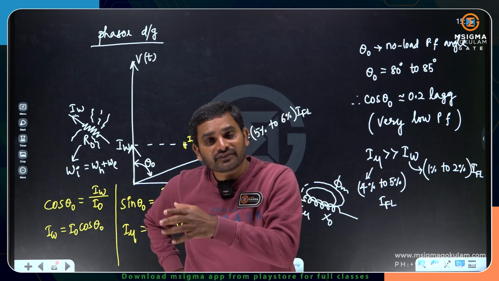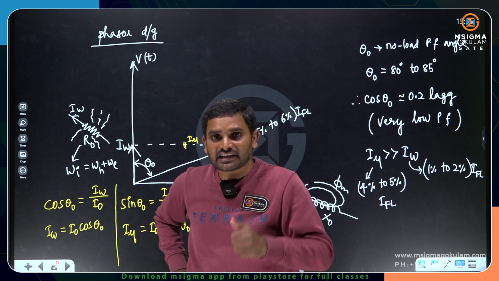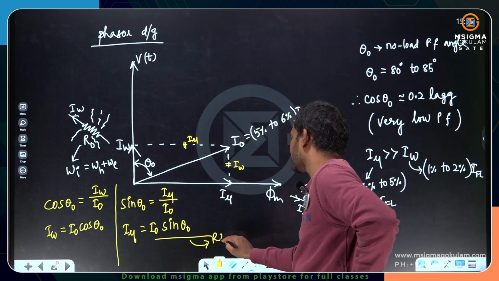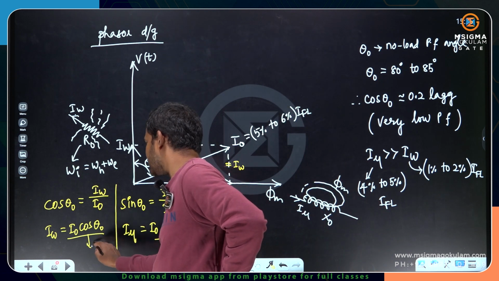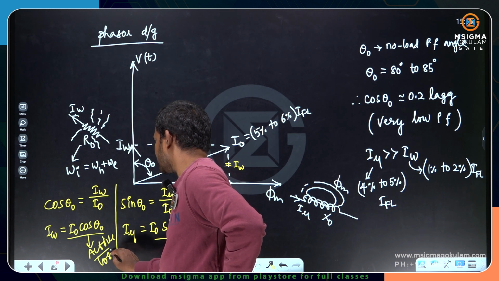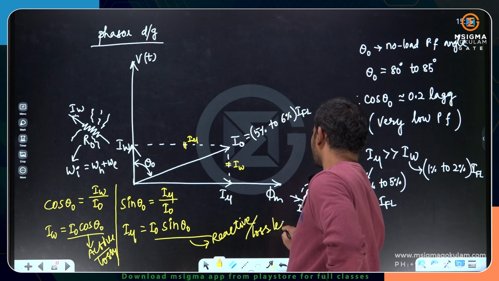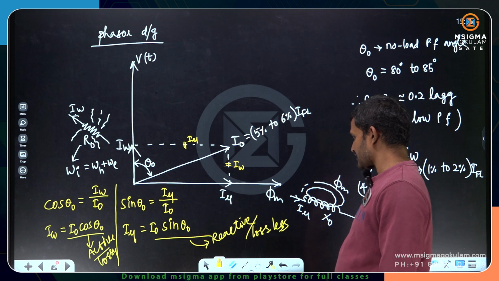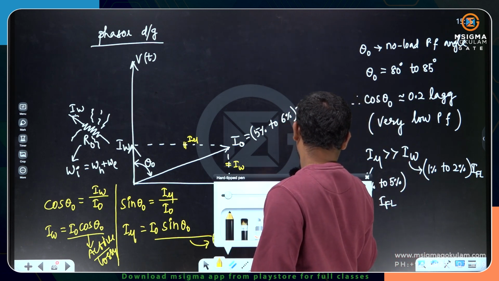V into I into sin phi is the magnetic field or electromagnetic field creation, not energy loss. So this is of a reactive nature, and this is of an active nature: the active component, the lossy component, and this is the lossless component.